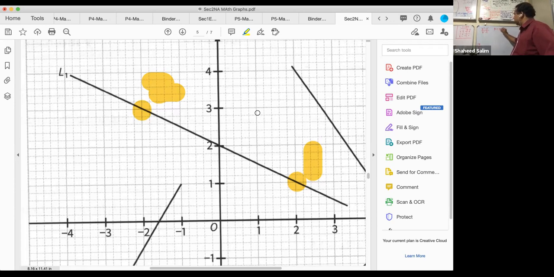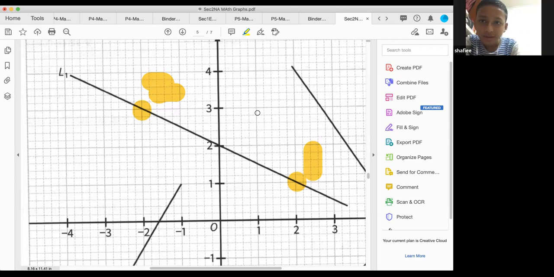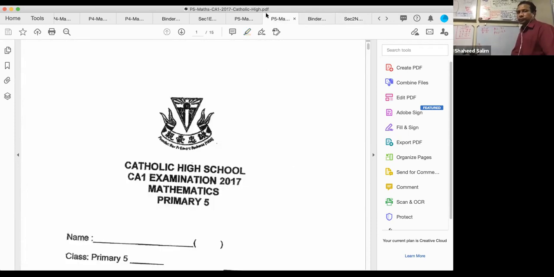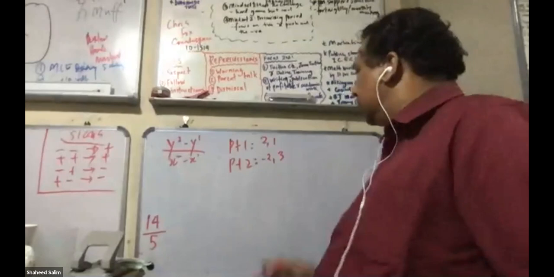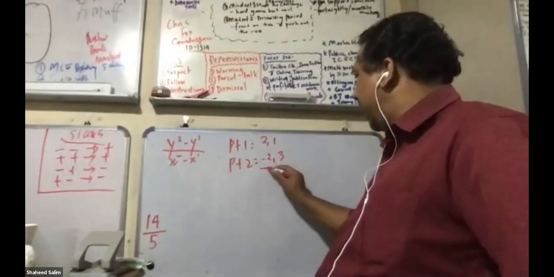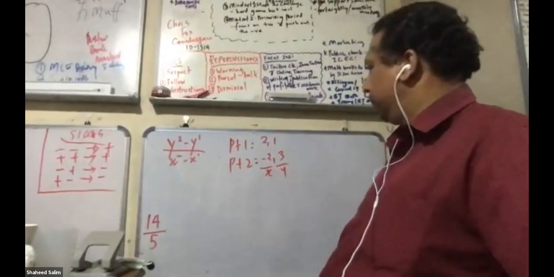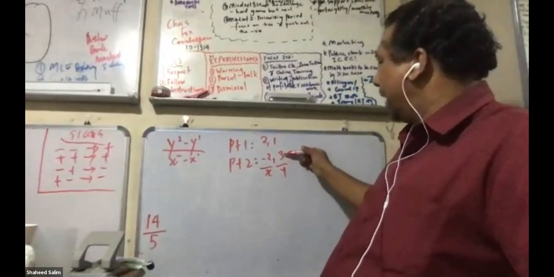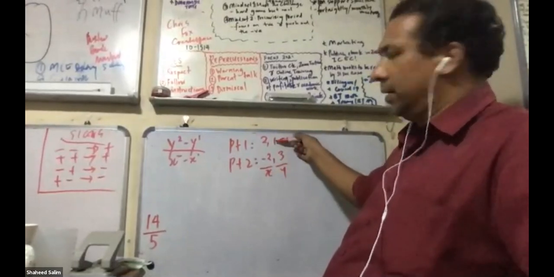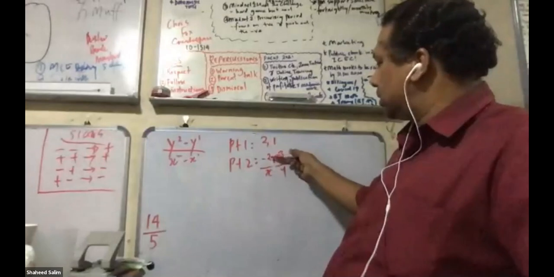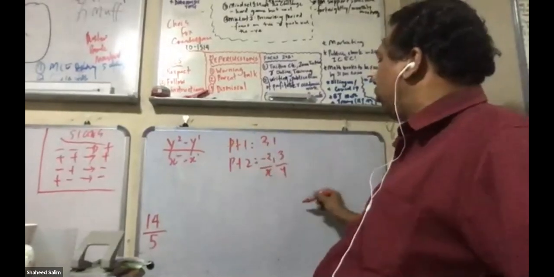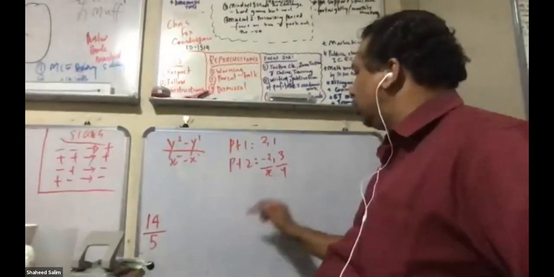Point 1 again, can you give me? 2, 1, right? Is it correct? Yeah. And then point 2? Negative 2, 3. So now down here, this is the x, this is the y. So this one is y2, this one is y1. This is x2. This is x1. So just follow the formula. The formula says y2 minus y1.